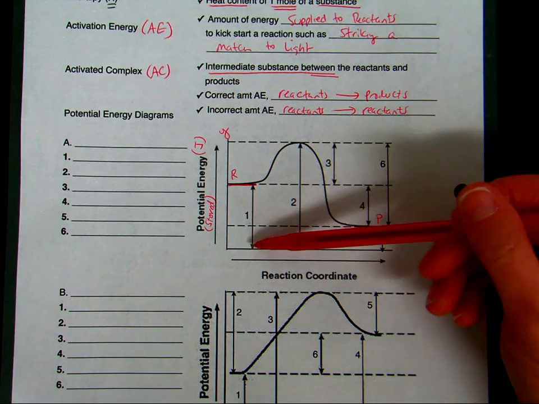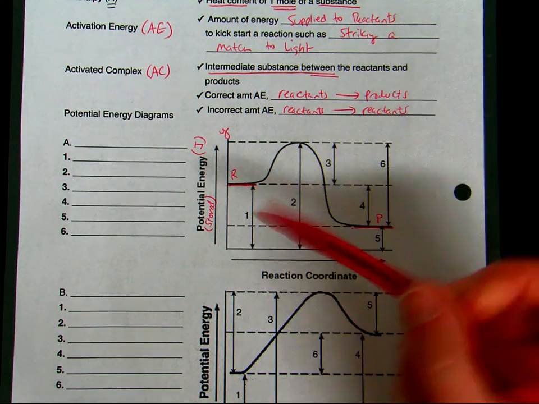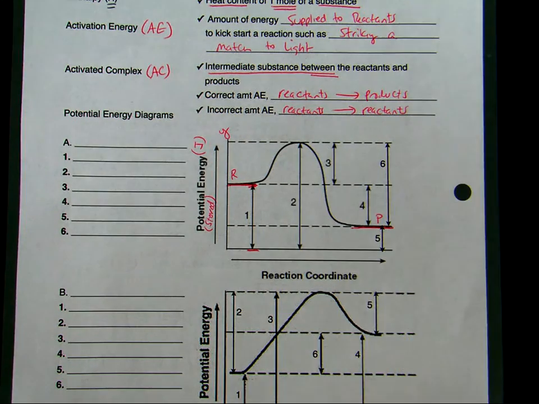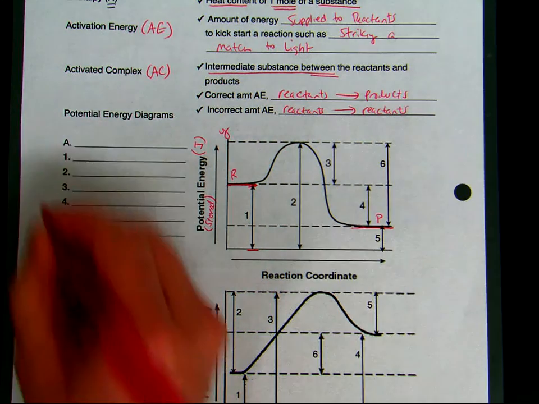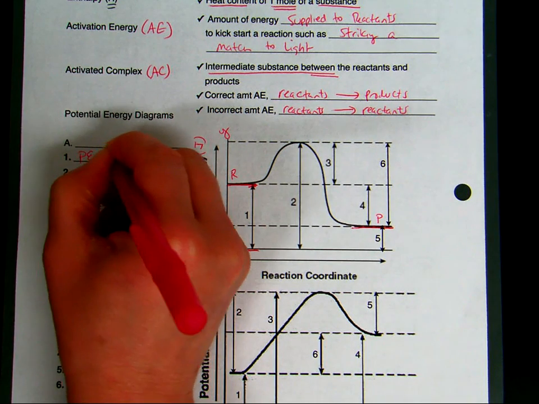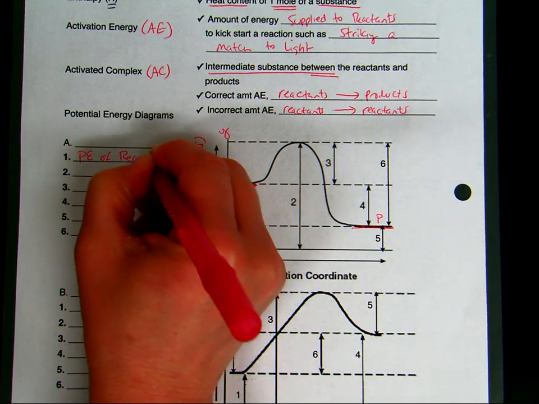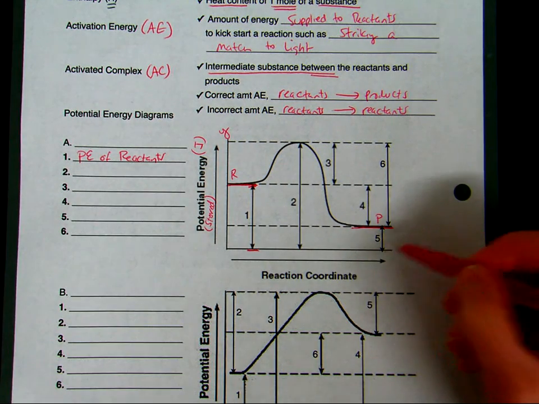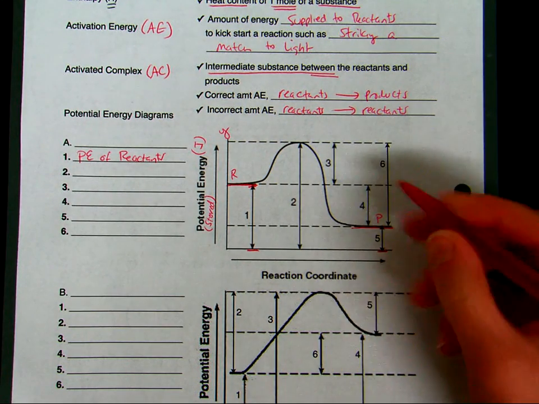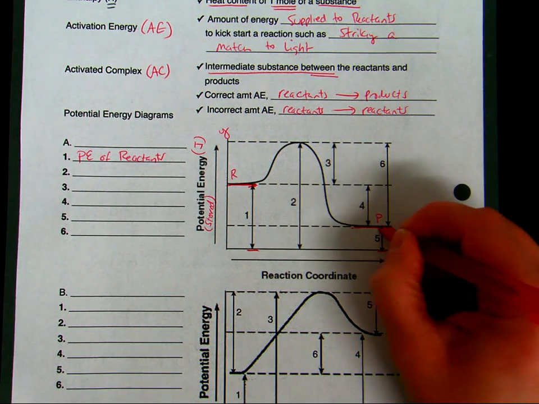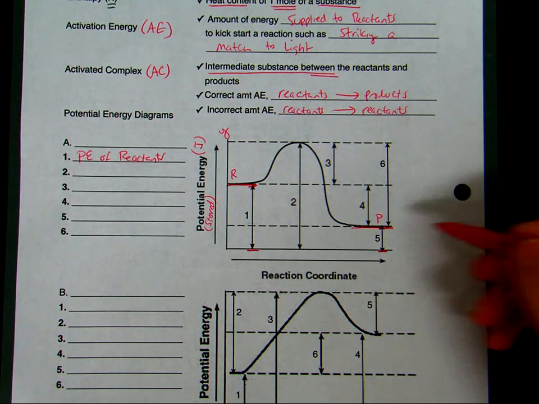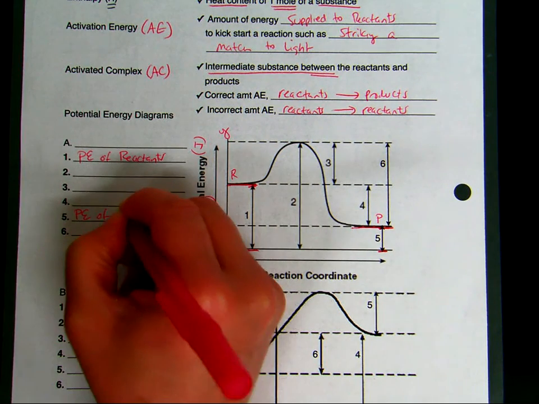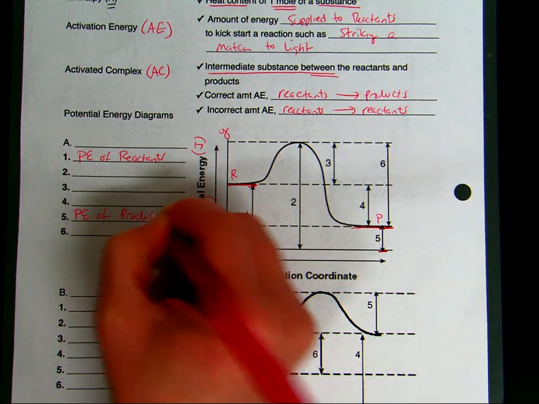So if that's true, arrow 1's position, where it starts at the x-axis and reaches to the reactants platform, we should label as the potential energy of the reactants. Now notice arrow 5 is kind of similar to arrow 1. It starts at the x-axis and it ends at a platform, but it's a different platform, so we should label this as the potential energy of the products.